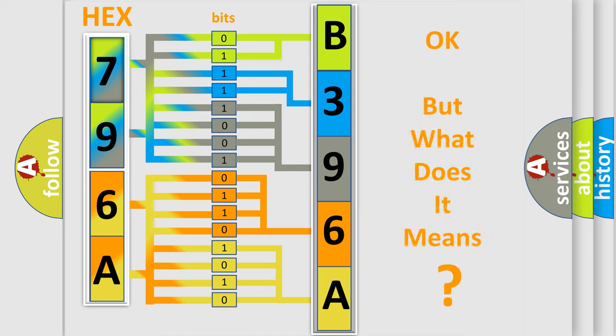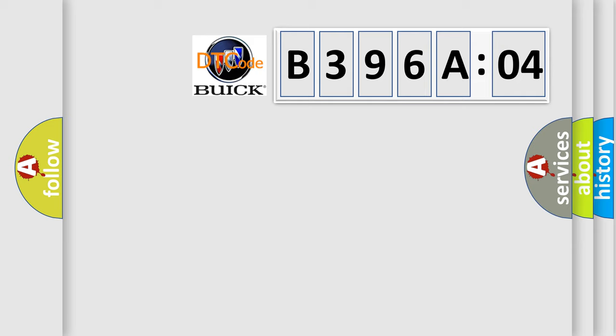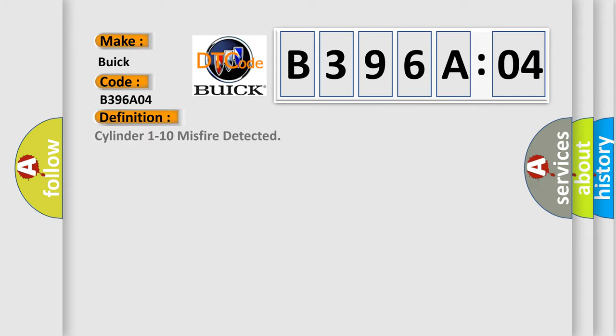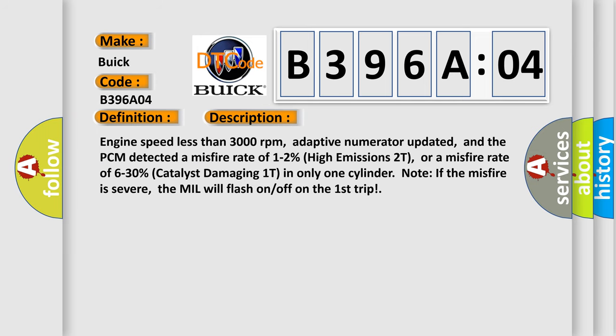The number itself does not make sense to us if we cannot assign information to what it actually expresses. So, what does the diagnostic trouble code B396A-04 interpret specifically for Buick? The basic definition is cylinder 1 to 10 misfire detected. And now this is a short description of this DTC code.